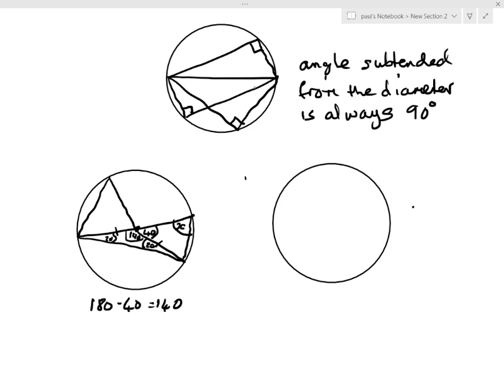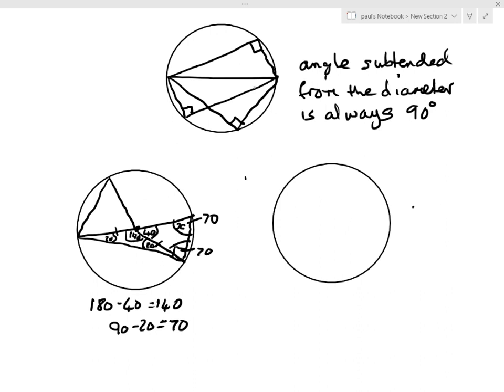So now we've got that, and what else have we got? Do we need another piece of information? Yeah, if that is a straight line, the diameter, this whole angle here is 90. Now we know 20 of it, so 90 minus 20 equals 70. So this bit here is 70. So we've got 40 and 70 make 110. 180 minus 110 means this one is 70.